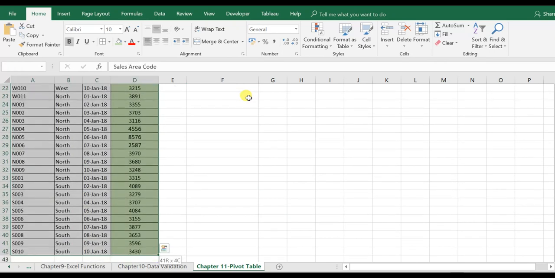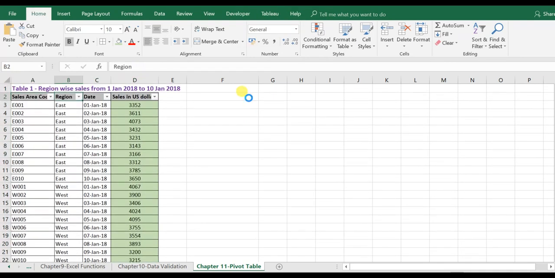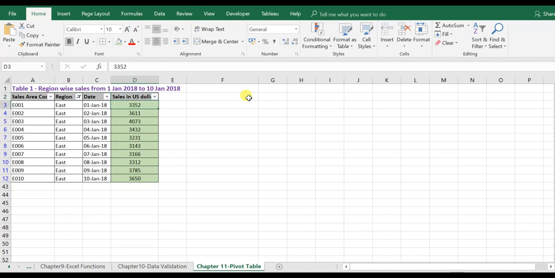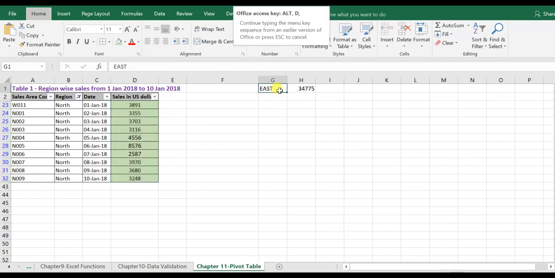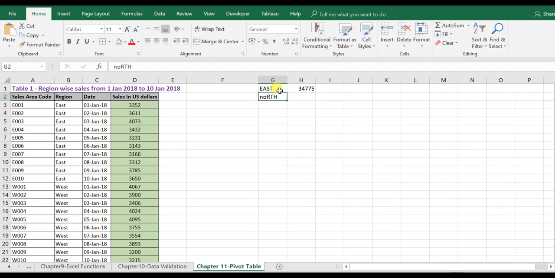To understand it more, let's say we have this data and we want to see what the sale is in East, which, as you can see, is 34775. So let's say I write it down here. For East, it's 34775. Similarly, if we do it for North, we get 40682. Let's just take these two examples only. For North, it's 40682. So what we've done here is manually add the values for these two regions.